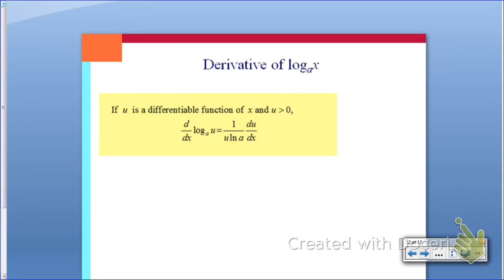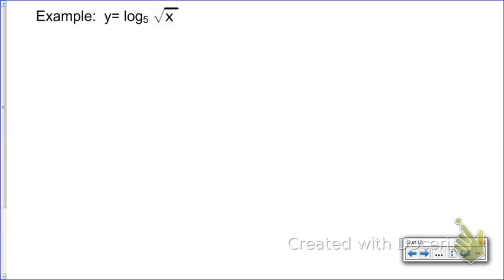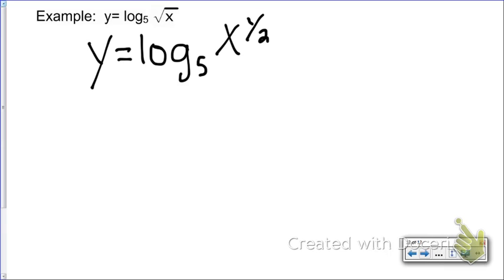Our last one is log base a of x. Log base a of x is 1 over x ln of a. We want to use the u again as a quantity other than an x to figure out log base a of u, which equals 1 over u ln of a times du dx. So let's look at an example using this derivative. So I have log base 5 of square root of x. Remember that this can also be written as y equals log base 5 of x to the 1/2 power. Change the square root of x to x to the 1/2. Find our derivative, dy dx.